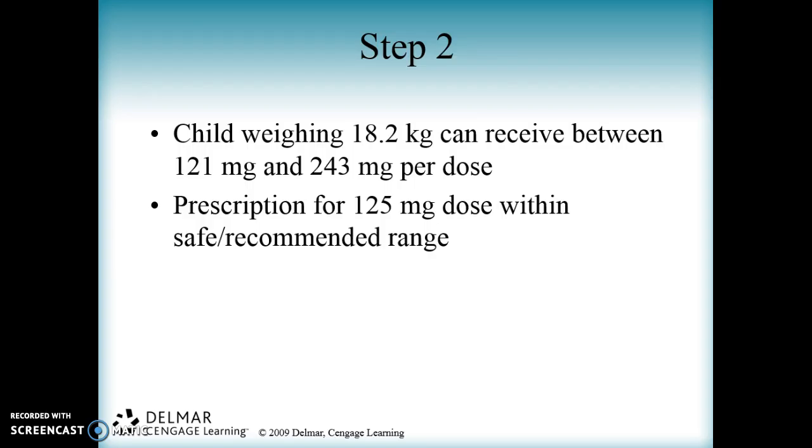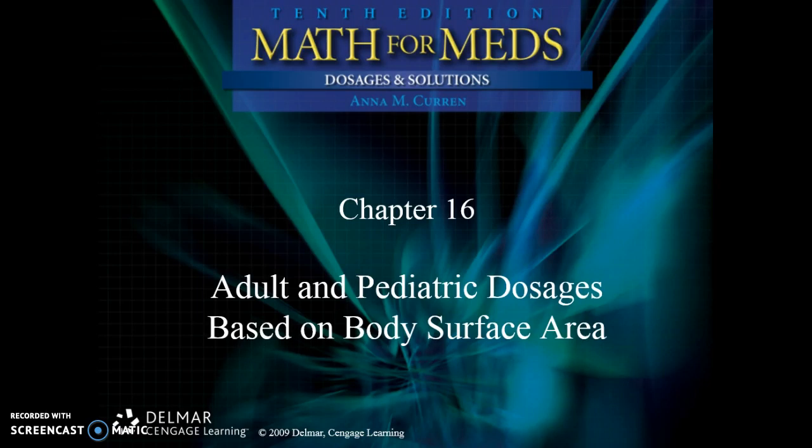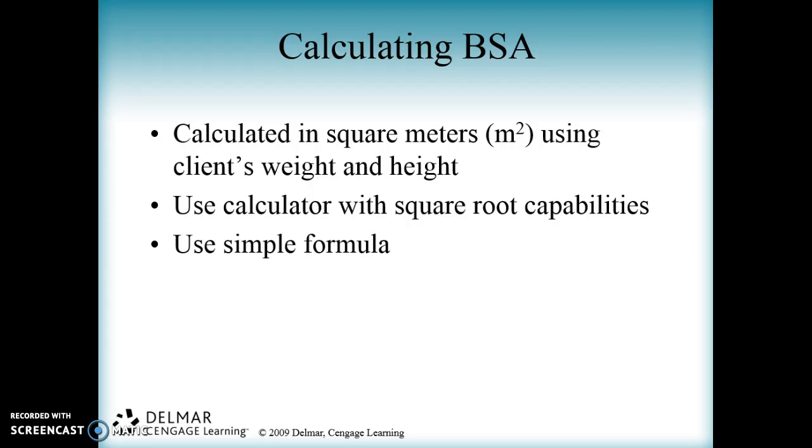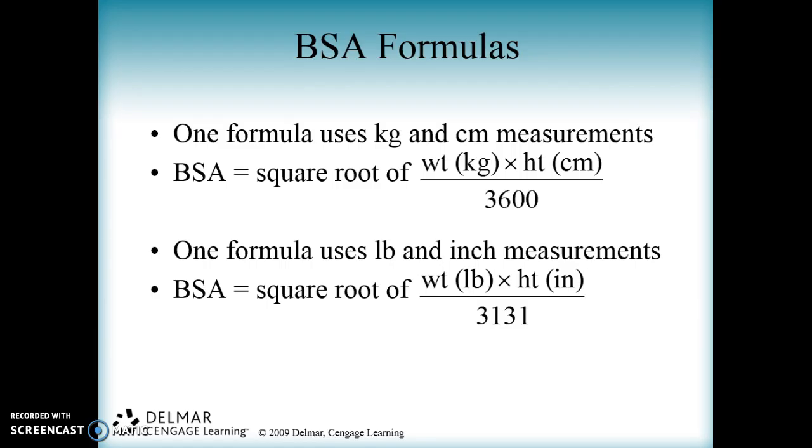The next chapter is all about calculating based on body surface area. Body surface area is calculated using meters squared, and it's a combination of both weight and height. And there's an actual formula for that. So the formulas are in your textbook, but here they are right here. So here's the 2 different ways you can calculate, depending on whether or not you're using the weight in kilograms and the height in centimeters, or the weight in pounds and the height in inches. So these are the 2 different formulas to calculate BSA.